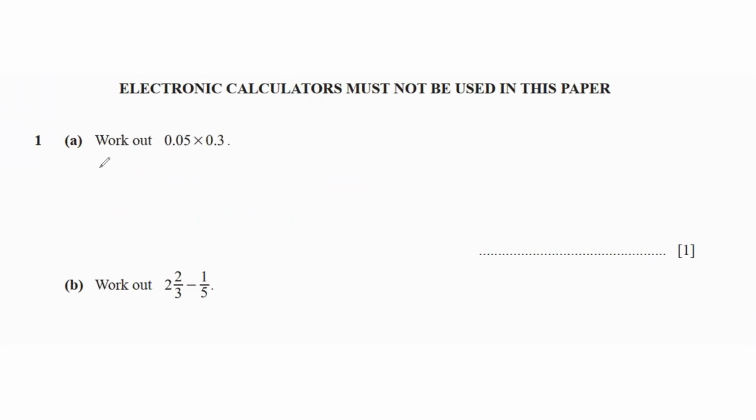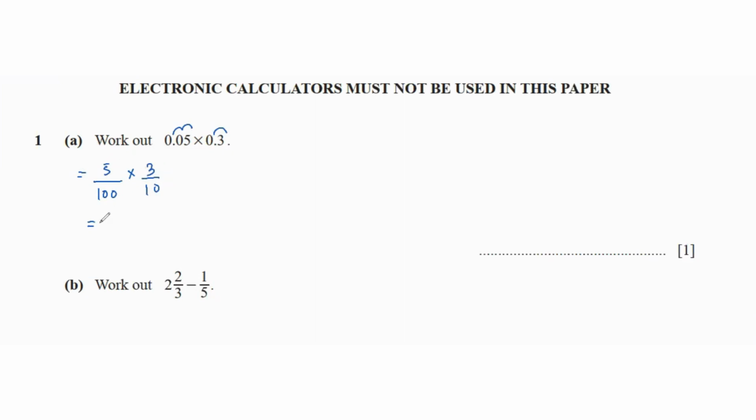In question 1, what I'm going to do is rewrite the decimals as a fraction. So that's going to be 5 over 100 times 3 over 10. Why 5 over 100? Because you move the decimal 2 places to the right, and in 0.3 move 1 place to the right. So the number of places that we move the decimal, that many zeros become a part of the 1 in the denominator.